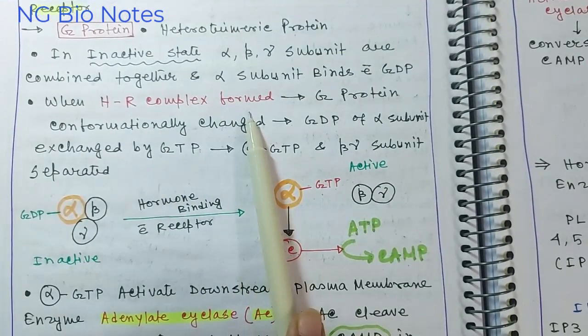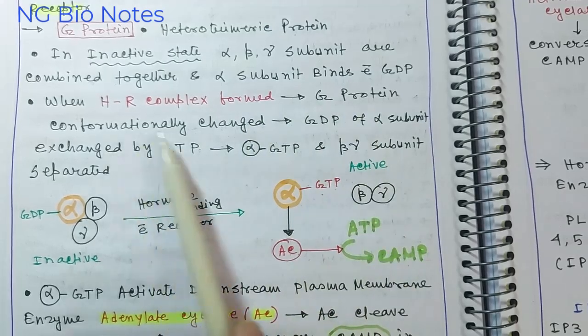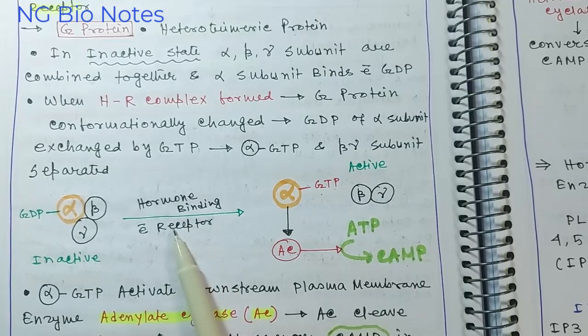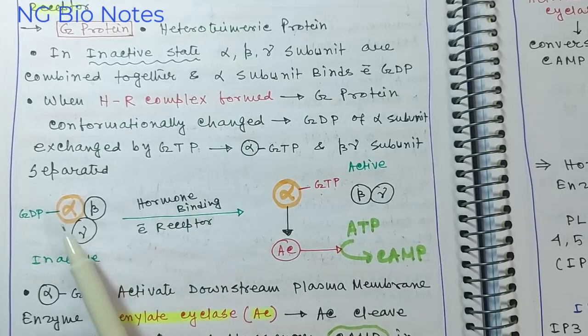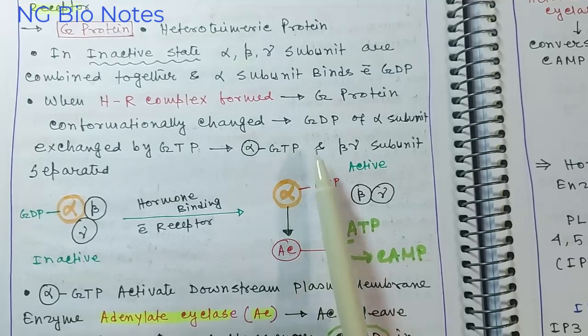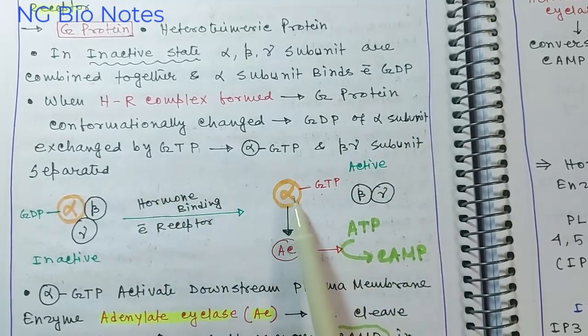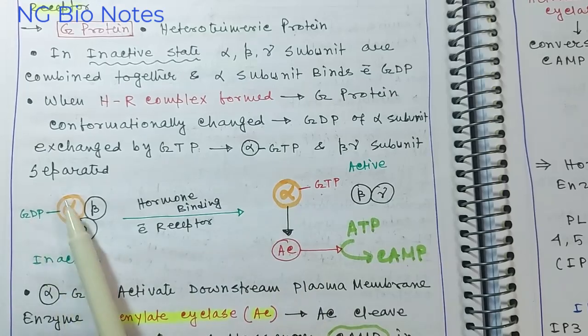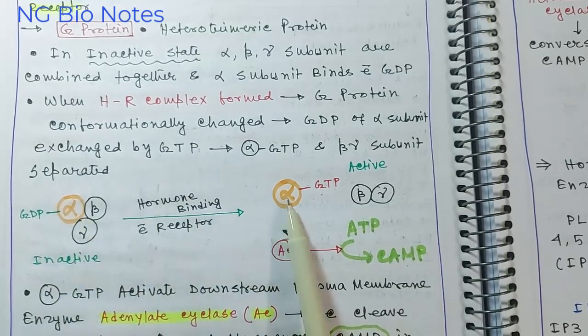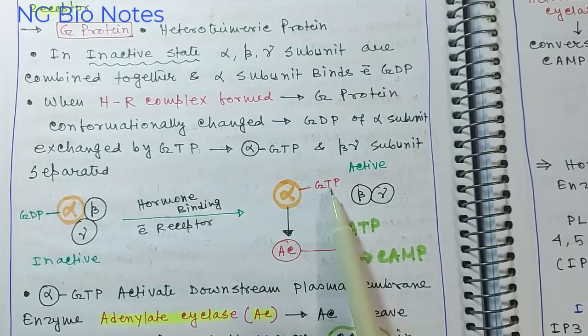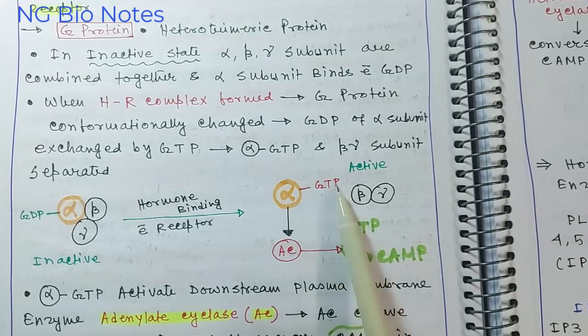When hormone receptor complex is formed, the G protein conformation is changed. When hormone binds with receptor, this active receptor activates this G protein, and in this case GDP of the alpha subunit will be exchanged by GTP. So in inactive state GDP binds with this alpha subunit, but in active state this GDP will be exchanged by GTP, and after that alpha and beta gamma subunits will be separated.